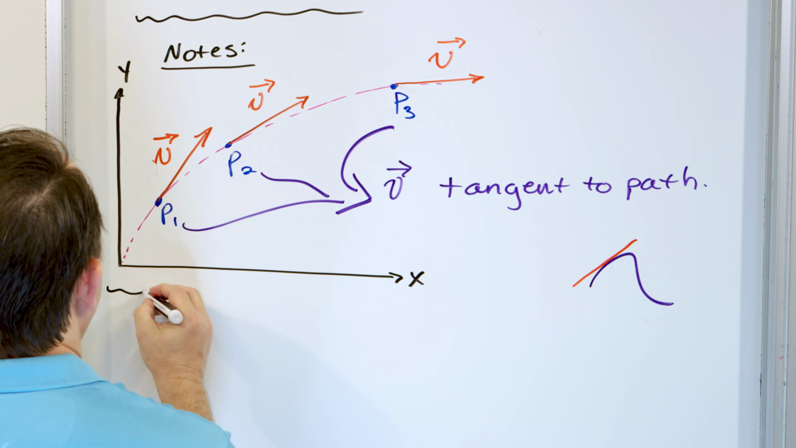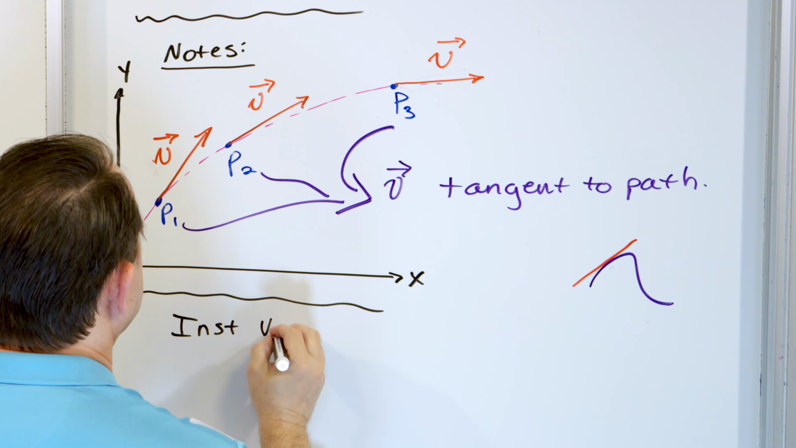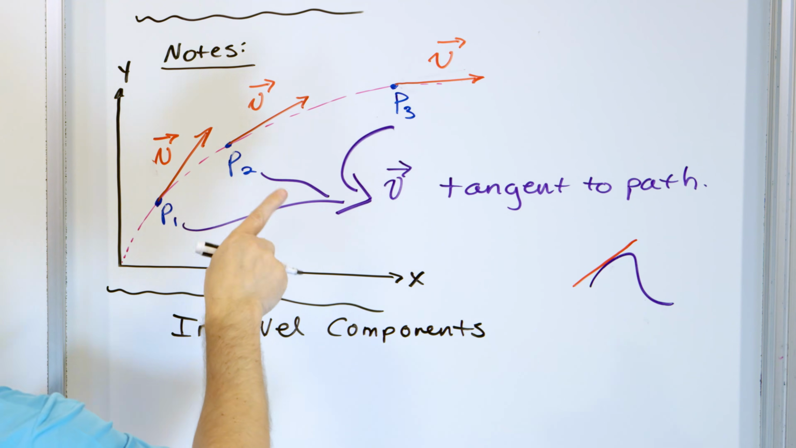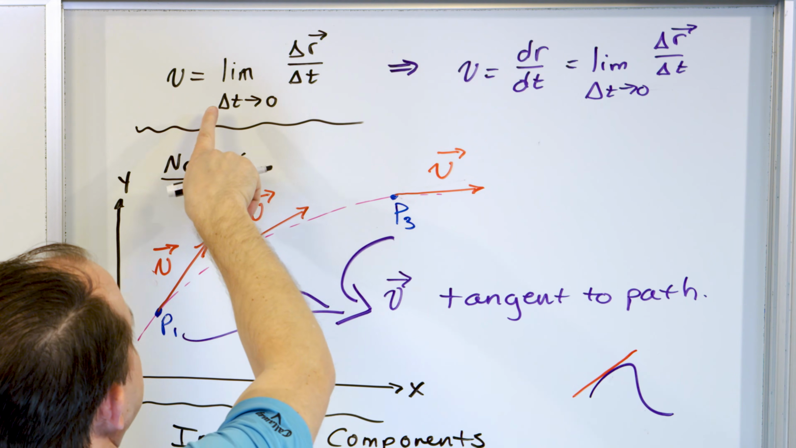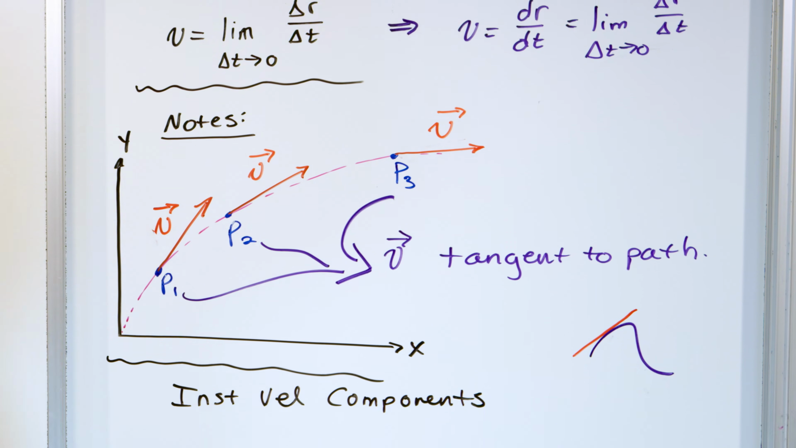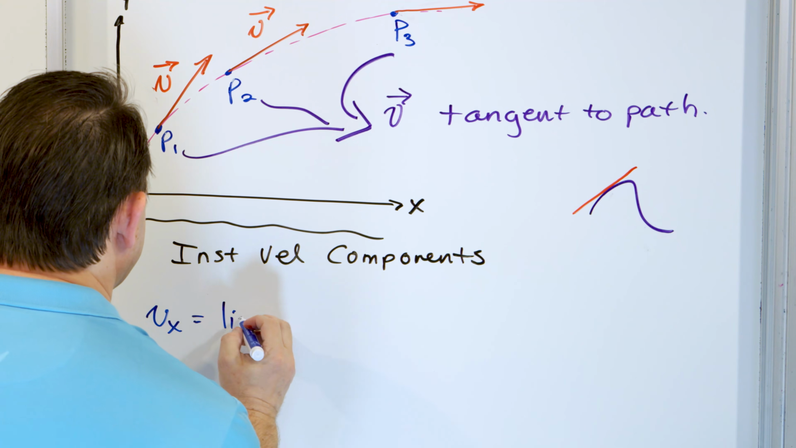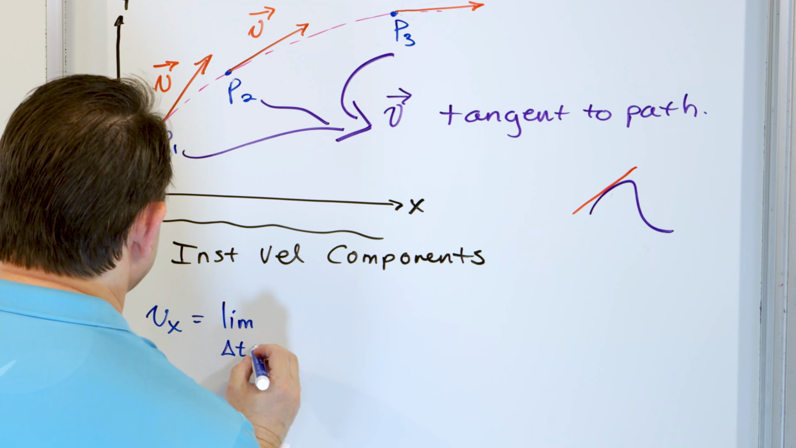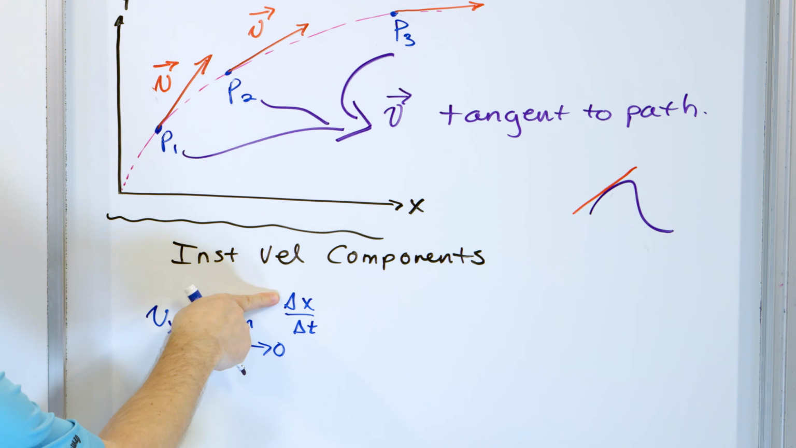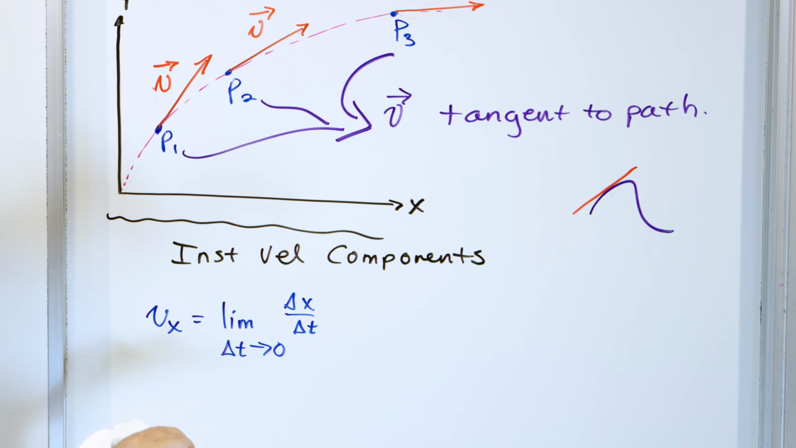All right, we can also talk about, I mentioned it down here verbally, but we can talk about instantaneous velocity in components. So this equation right here: the instantaneous velocity is the limit of delta r over delta t. This is the vector equation, but we don't have to write it in vector terms. We can think of it in terms of components. We can say that the x component of the instantaneous velocity is the limit as delta t goes to 0 of delta x over delta t. All we do is we see how far did it go in the x direction, divided by the time, and we let that shrink down and we get the instantaneous velocity in the x direction.